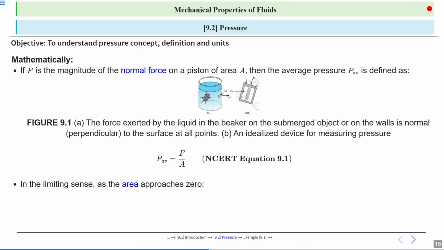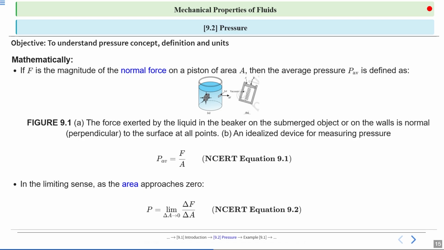In the limiting sense, consider what happens as the area becomes very small. In that case, area approaches zero. We can define pressure more precisely. This concept is important for understanding how pressure can vary at different points on a surface.